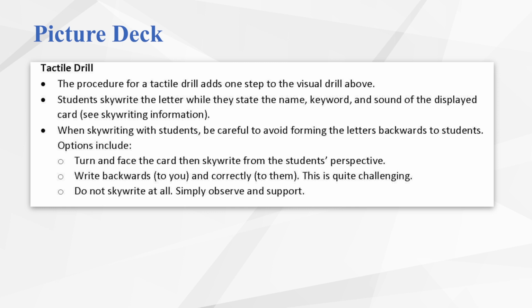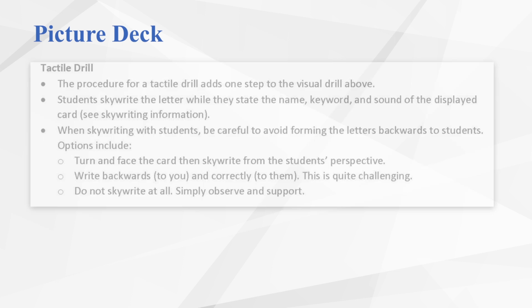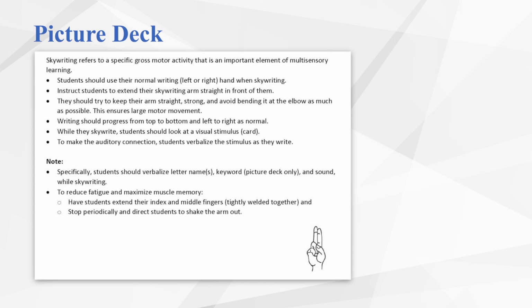That procedure will be demonstrated as well in a brief video. The skywriting procedure refers to a specific gross motor activity that is an important element of multisensory learning. When we want students to skywrite, we need to make sure that they're using their writing hand, the one that they would normally use if they were writing on paper.